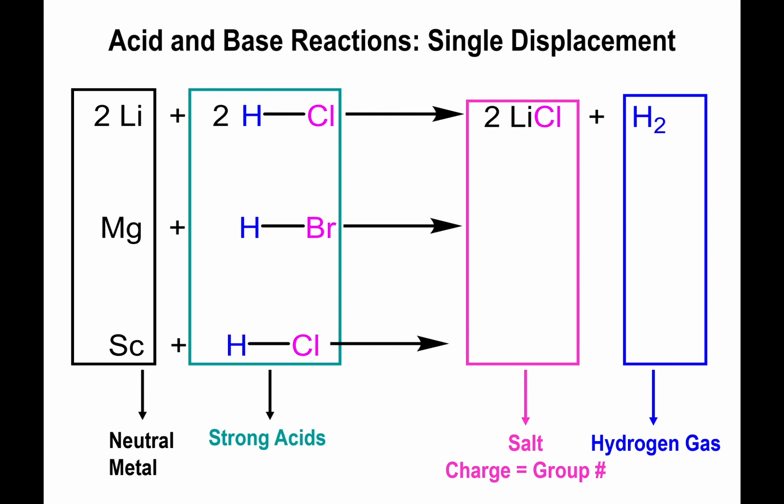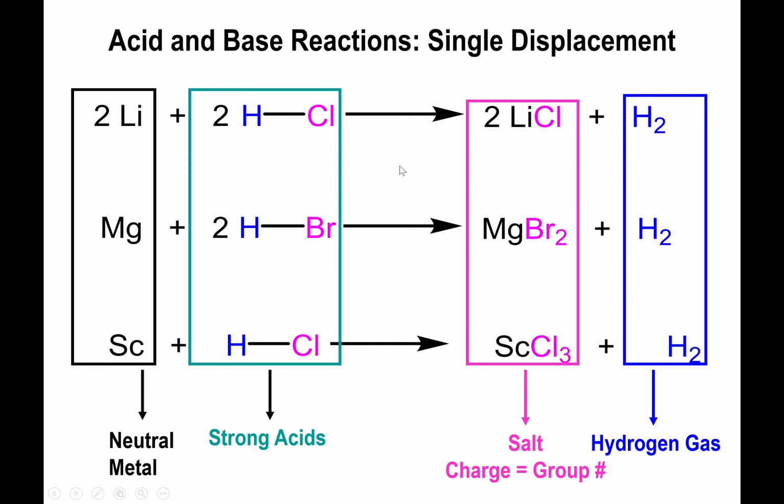Same idea with magnesium bromide. You will end up with MgBr2 because of the 2 plus charge of magnesium and the 1 minus charge of bromide, but you will be producing H2 as well. Okay, so you have two hydrogens, you need to put a 2 in front of HBr, that gives you two bromides, and you have two bromides, one magnesium, so that's balanced as of now.